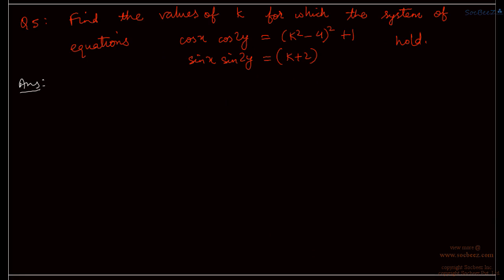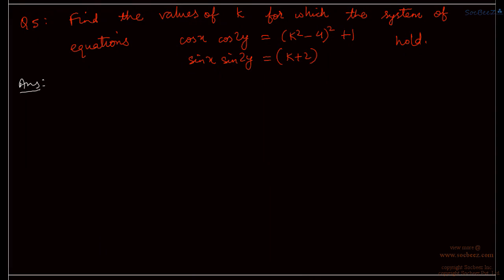Okay. So find the values of k for which the system of equations cos x into cos 2y equal to (k squared minus 4) whole squared plus 1, and sin x sin 2y equal to k plus 2 holds. So these are the equations here: cos x cos 2y, sin x sin 2y. Okay, so for this question, cos x into cos 2y equal to (k squared minus 4) whole squared plus 1.